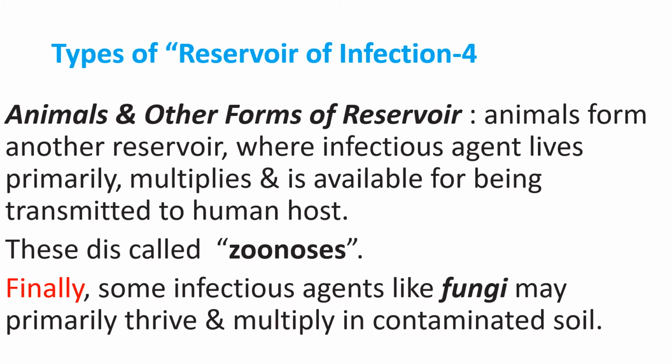Animals and other forms of reservoir. Animals form another reservoir where infectious agent lives, primarily multiplies, and is available for being transmitted to human host. These diseases fit in scope of zoonoses. Finally, some infectious agents like fungi may primarily thrive and multiply in contaminated soil. The last two types of reservoir are animal reservoir, which are zoonoses, and contaminated soil.